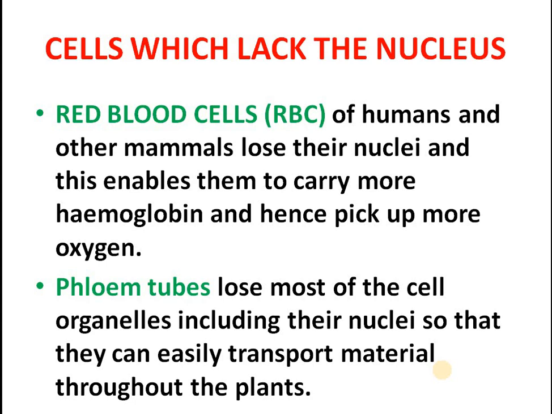Fine. So phloem tubes are the tubes which are present in the plant, which help in the transportation of food from leaves to all the parts of the plant, and these phloem tubes lost most of their cell organelles including their nuclei so that they can easily transport material throughout the plants.